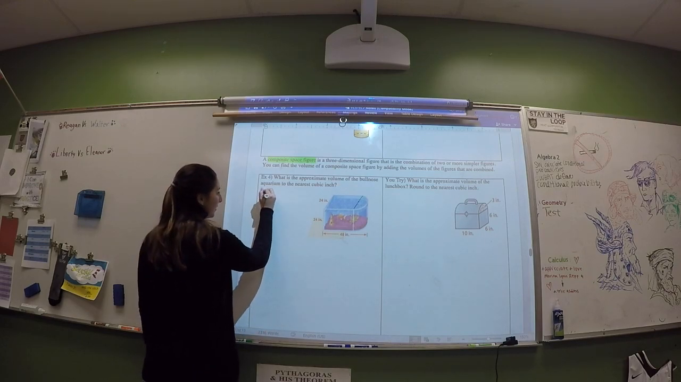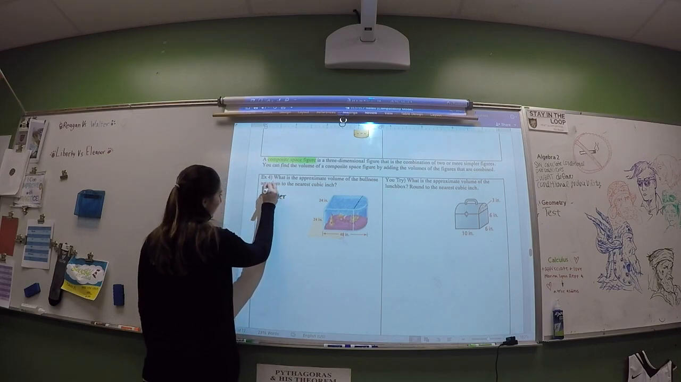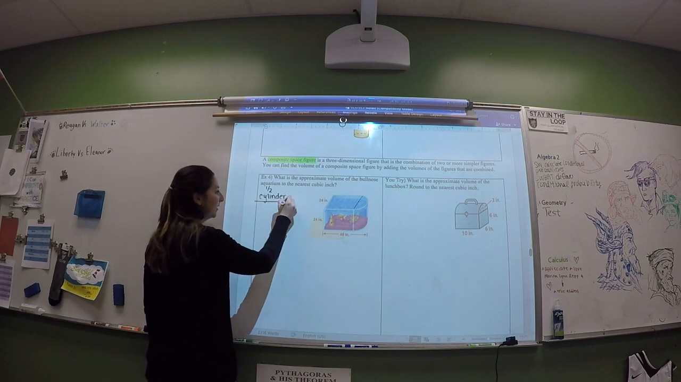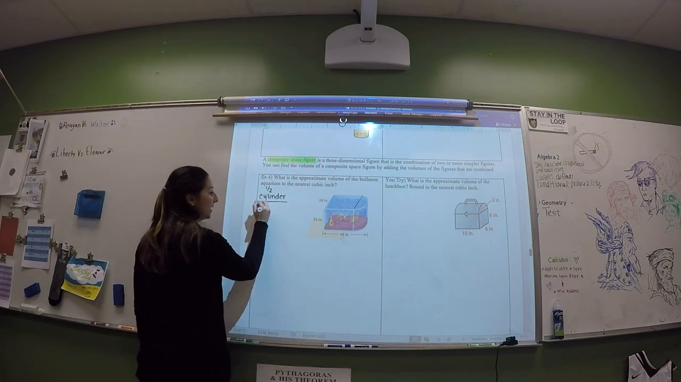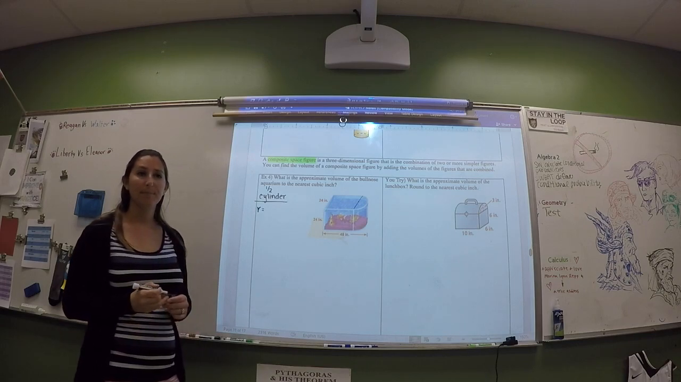Let's focus on the cylinder. Is it a full cylinder? No. It's only half a cylinder. It's a semi-cylinder. What is the radius of the half cylinder? 12?